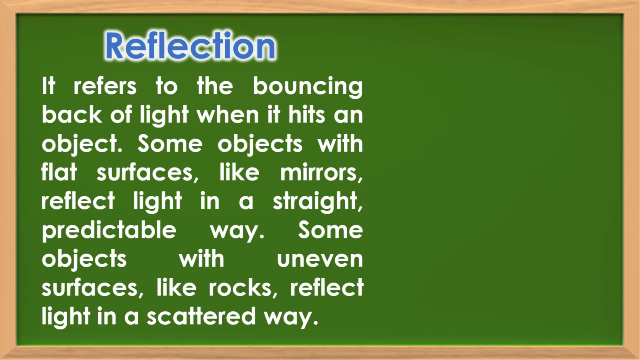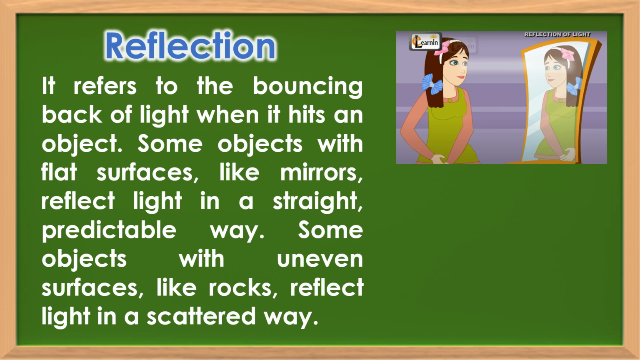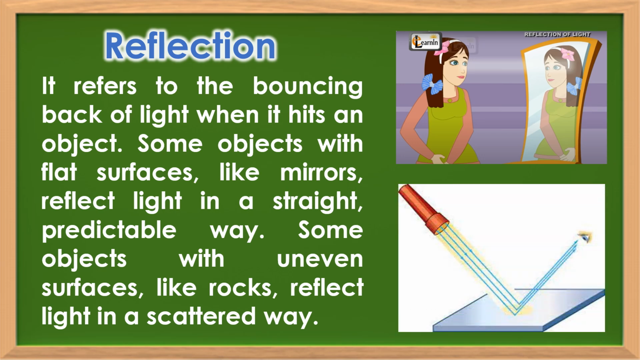Reflection. It refers to the bouncing back of light when it hits an object. Some objects with flat surfaces like mirrors reflect light in a straight, predictable way. Some objects with uneven surfaces like cracks reflect light in a scattered way.